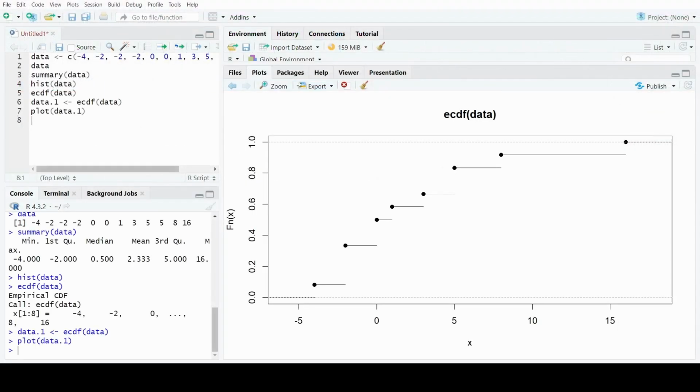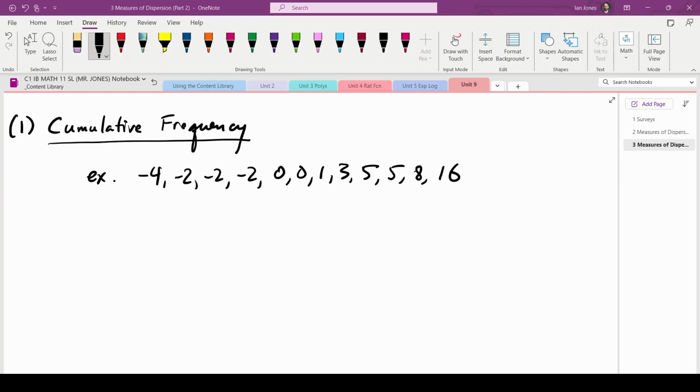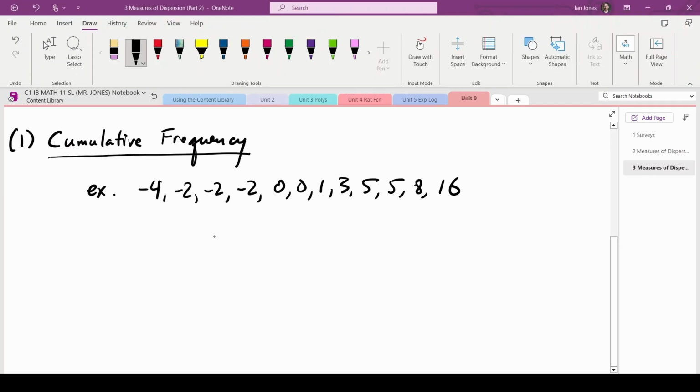Okay? And here it is. And it just jumps up every time we get a new data point. So that at any x value, if we go up, it will tell us what proportion of the data is at or below that value. Okay, so this cumulative frequency plot is answering the question, I'm going to say X is all my data, big capital X. How much of this data is less than or equal to the spot that I'm at? Okay, that's what it's asking.